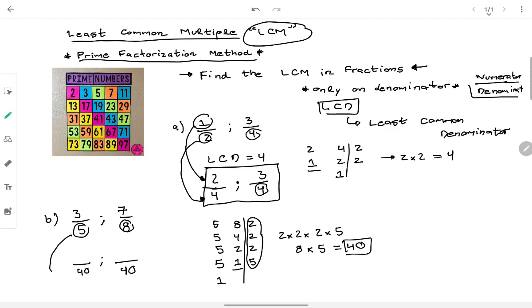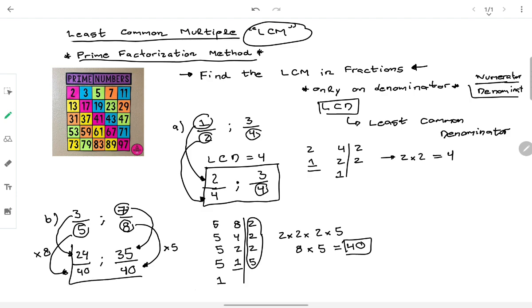So the first one gets multiplied by 8 to become 40. So number 3 must also multiply by 4. It will give us 24. Let's see with the second fraction. 8 gets multiplied by 5. So number 7 also gets multiplied by 5. It will give us 35 40s.